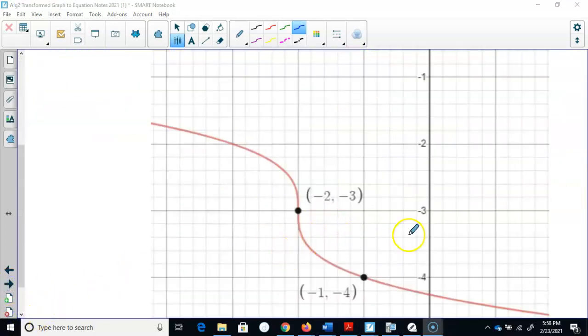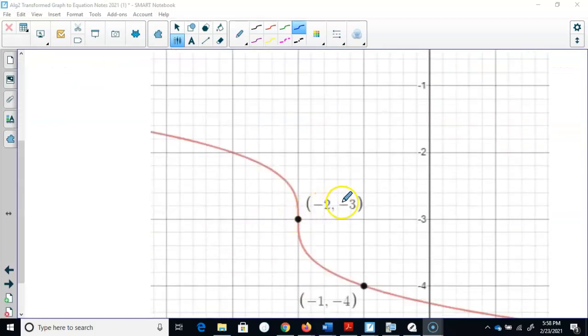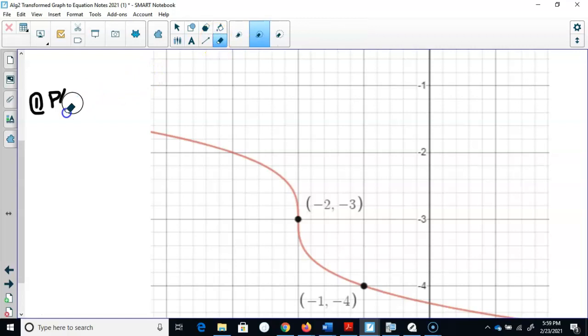All right, ladies and gentlemen, here is the last one that we're going to do for this learning target for the day. Okay, so when we look at this one, step 1, we want to identify what is the parent function. This one looks a little strange, but it is because it was reflected over the y-axis. So my parent function in this one is actually y is equal to the cubed root of x.